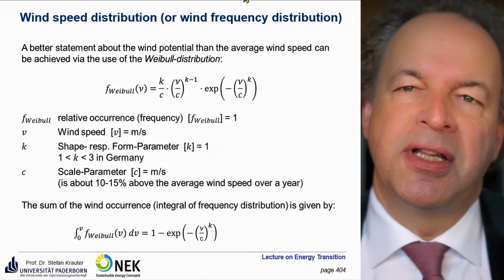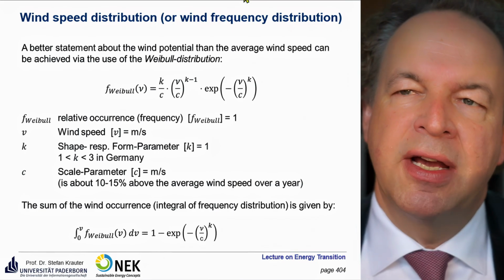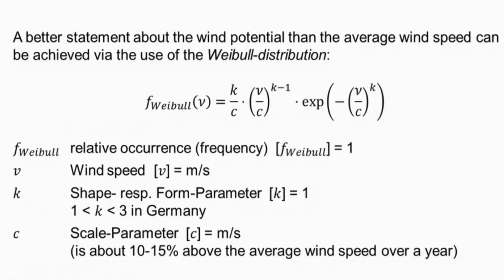First, let's talk about the wind speed distribution or wind frequency distribution. If you take a look at the actual occurrences of wind speeds, you come to a so-called Weibull distribution, which is given in the formula here, k divided by c. Then you have wind speed v divided by c. c is a so-called scale parameter with the units meters per second, which is roundabout 10 to 15% above the average wind speed within a year. Then as the exponent you have k minus 1.